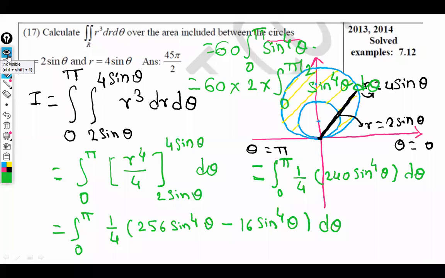Yes, that is one of the ways we already discussed. Sine square is written as 1 minus cos 2 theta upon 2 and simplify, but it is a lengthy process. Instead, I will tell you that we should use this formula. I will show you the formula.